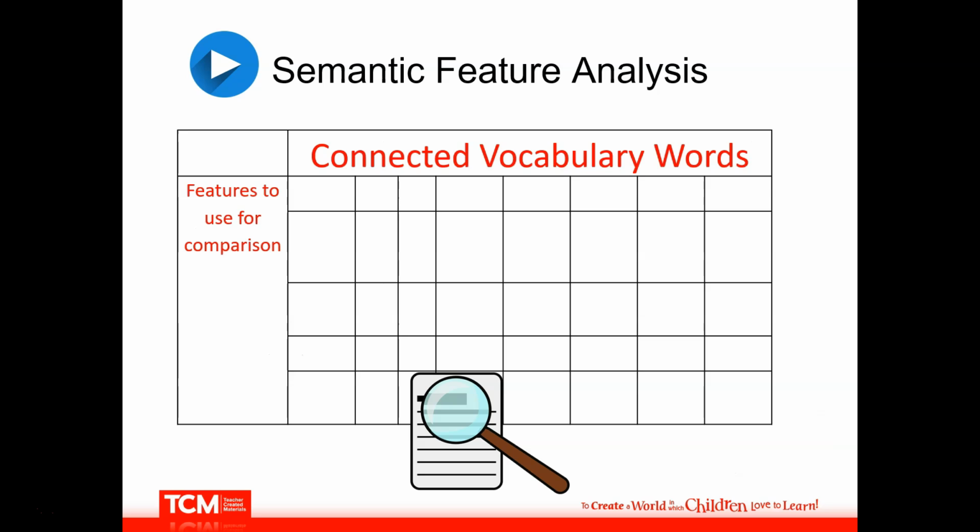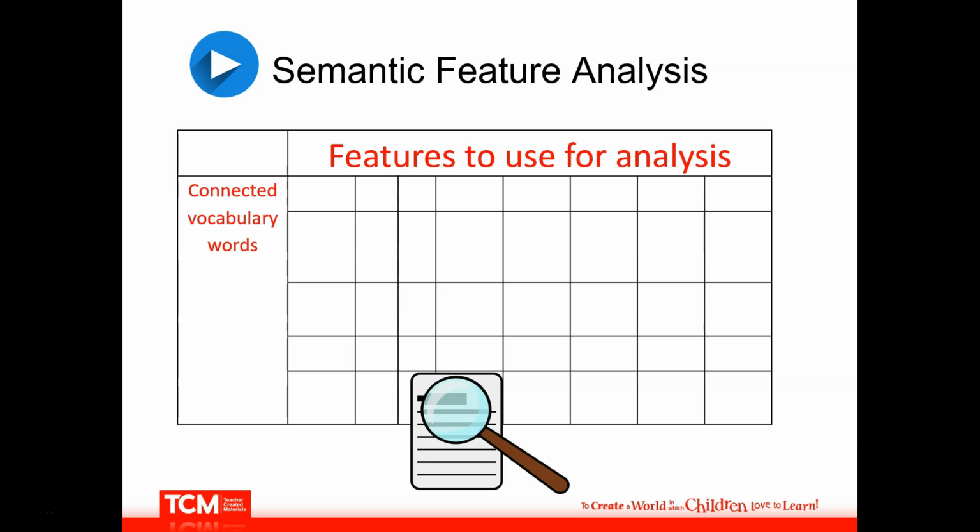And so there are a couple ways that you can organize this. In this example, what we see is at the very top of this grid, we have the connected vocabulary words, which are just very simply the words that you would choose from whatever text it is you're reading or from whatever unit it is that you're teaching that you want your students to understand. And then on the left-hand side, this is where you would apply the features for the students to use for comparison. Or we can kind of flip-flop that, and we can put those connected vocabulary words on the left-hand side of the grid and then put the features to use for that comparison or analysis at the top.